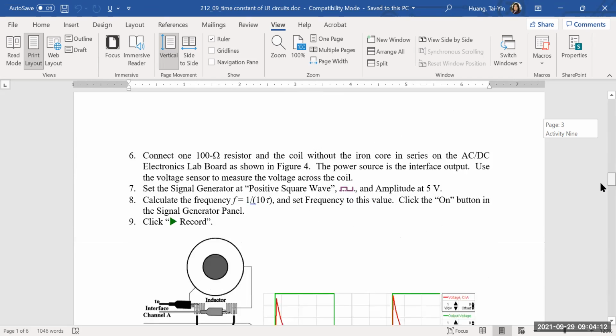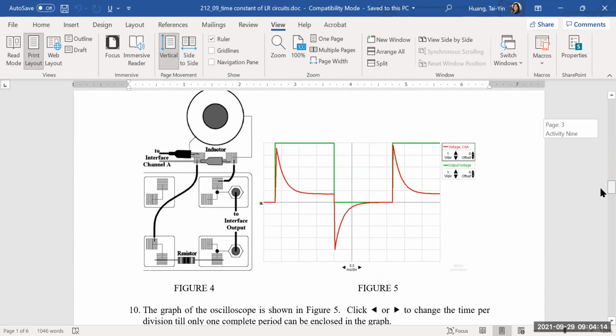Now, regarding how we set up the experiment, on the electronic board you're going to use this side of the board, and these two are going to connect to the interface output. So we're not going to use the power supply to power the circuit. We're going to connect this to the interface, the black box. These 2 wires will connect to the power supply from the black box. And this is what we call the inductor.